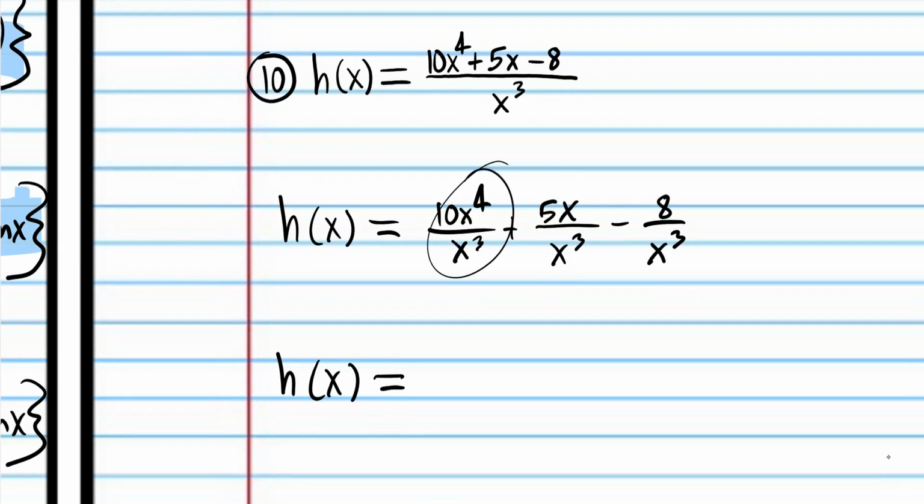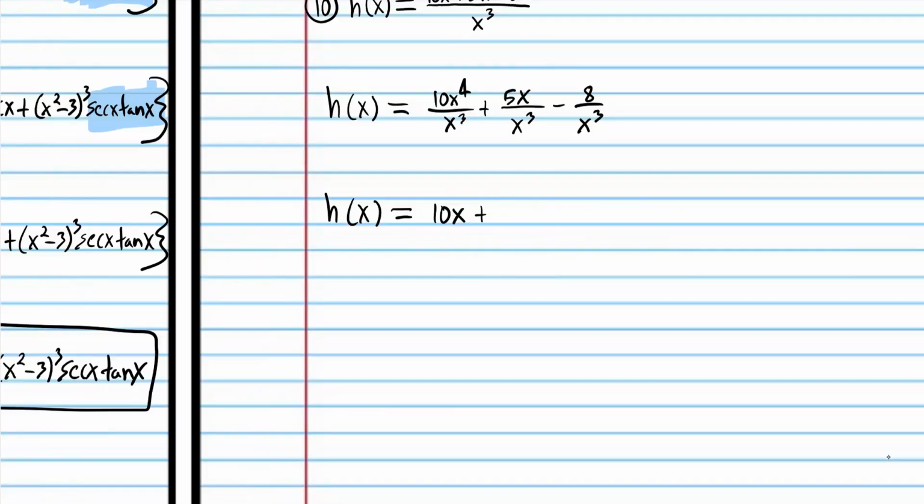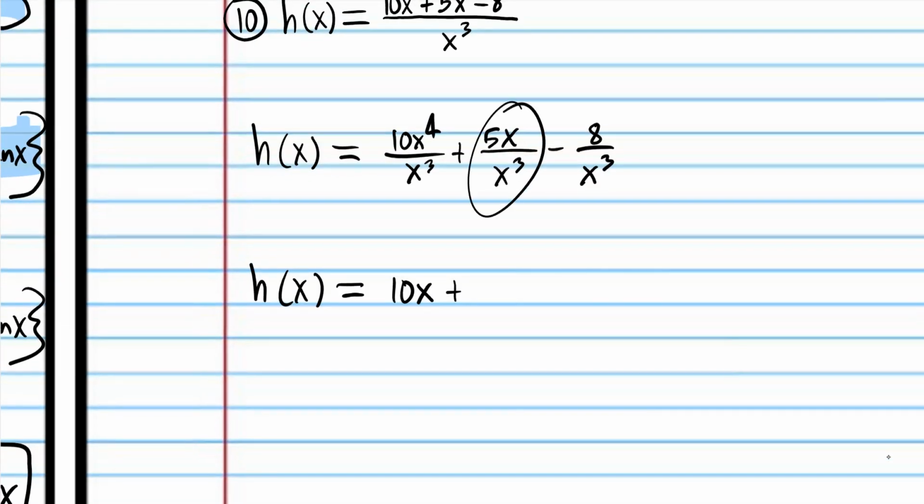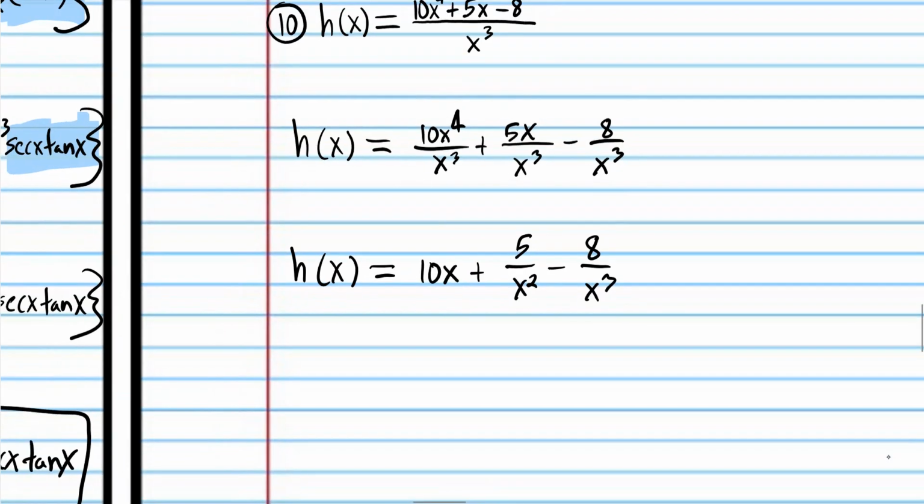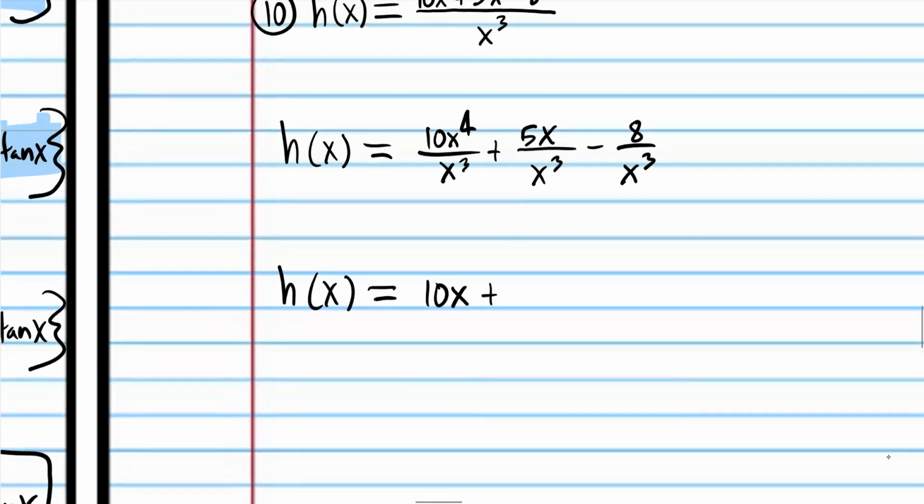So now we use exponent rule number 2. Now we could write this as 5 over x squared. And we could keep this as negative 8 over x cubed. But the problem with that is we'd have to use the quotient rule. We don't want to use the quotient rule if we don't have to. So why not just use exponent rule number 2, and consider this x to the first power using exponent rule number 6.